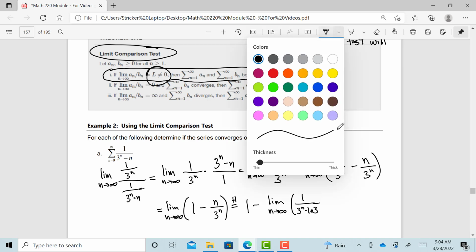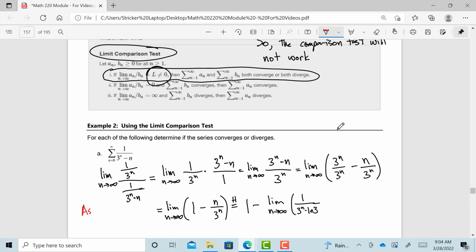The derivative, I'll write this on the side here, of 3 to the x is equal to 3 to the x times the natural log of 3. So now when you take that limit as n approaches infinity, you basically get 1 minus 1 over infinity, which is 0, so this comes out to 1. And that is a constant. Remember what our goal was here with the limit comparison test: we wanted to get some constant L which wasn't equal to 0. So this is not equal to 0.